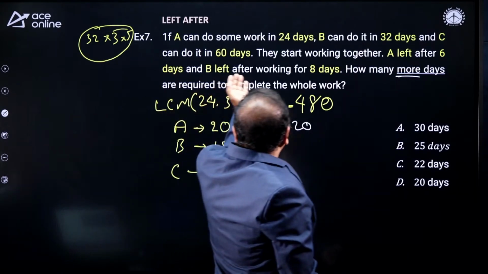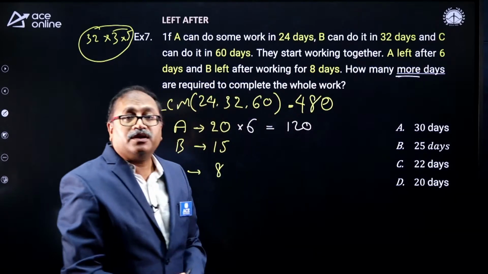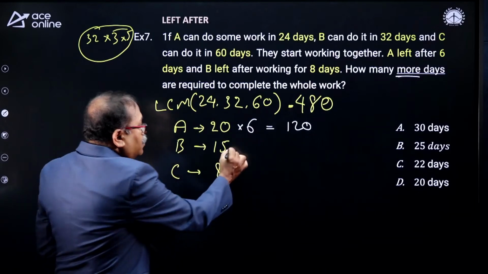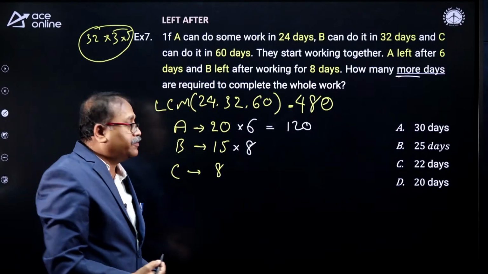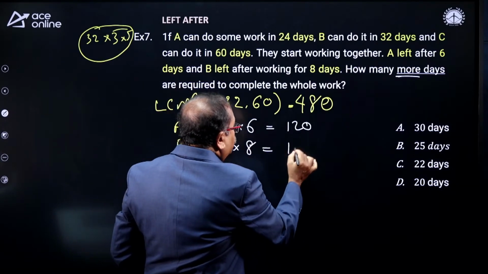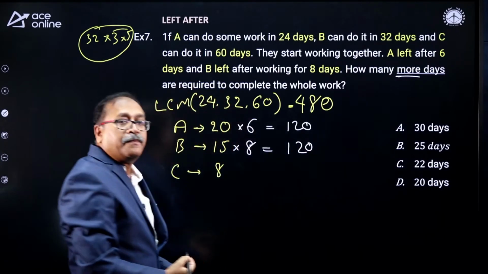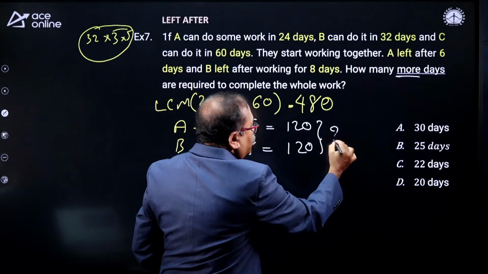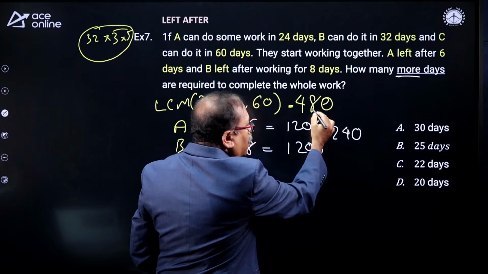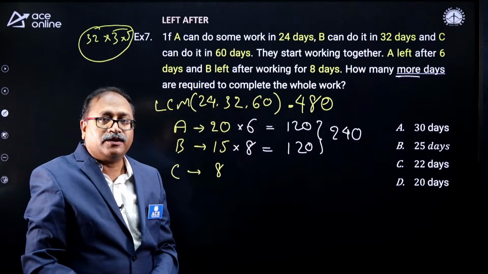And then it is said that B left after 8 days. So B worked for 8 days, at 15 units per day. In 8 days, 15 into 8 again comes to 120 units completed. That means together they completed 240 units out of 480.